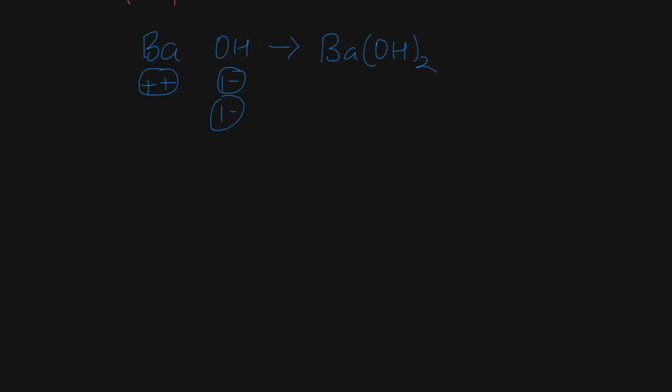Your second product was sodium chloride, which should be pretty simple because sodium is one positive and chloride is one negative, and so your formula becomes NaCl. And these are your two products, so let's go back and write these down.